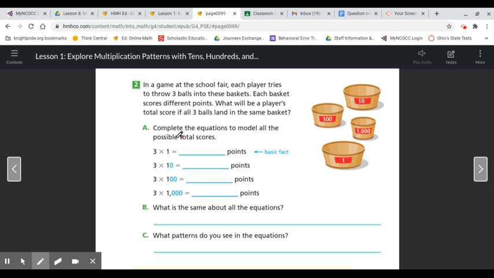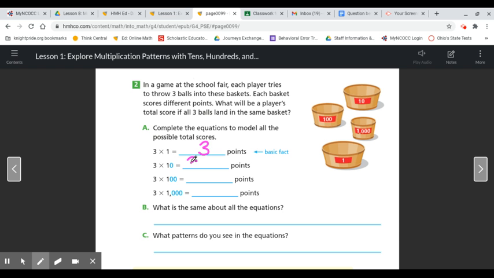So we're going to start with if all 3 landed in the basket worth 1 point. And that's going to be our basic fact to help us solve the other ones as well. 3 times 1 equals 3. And that's our basic fact that we're going to use to help us solve 3 times 10, 3 times 100, and 3 times 1,000. So for 3 times 10, our basic fact would be 3 times 1.